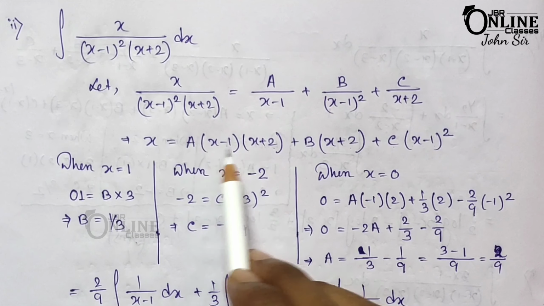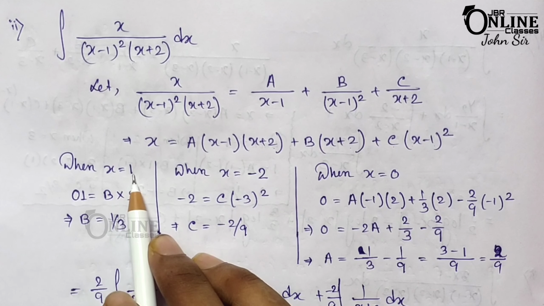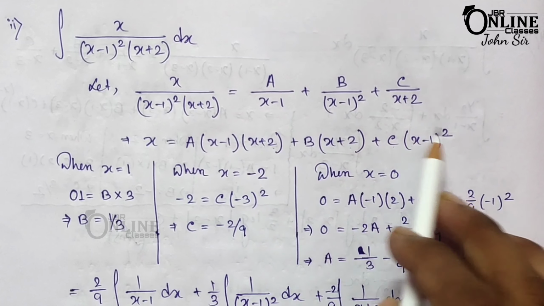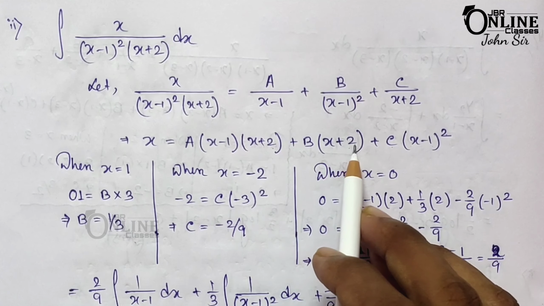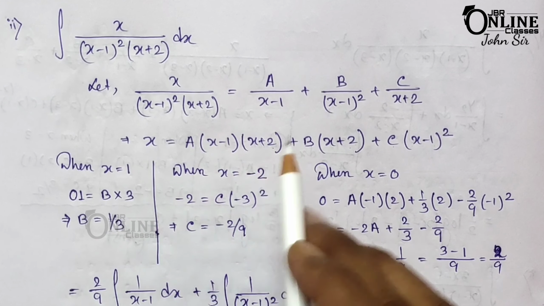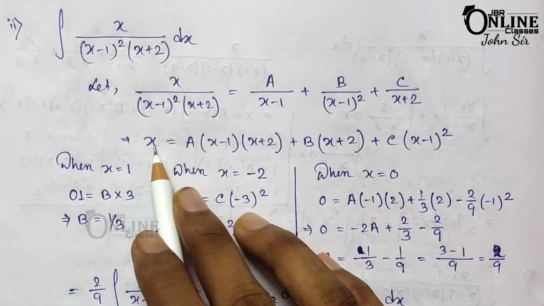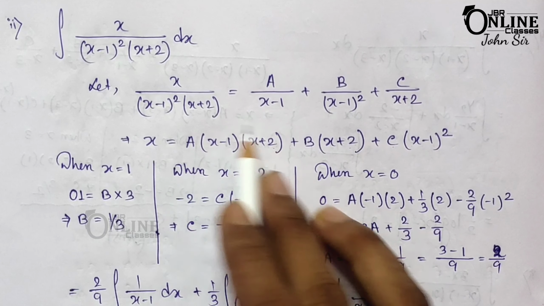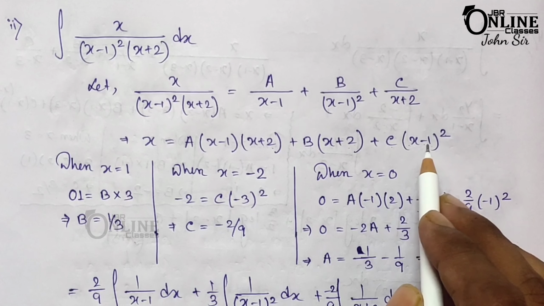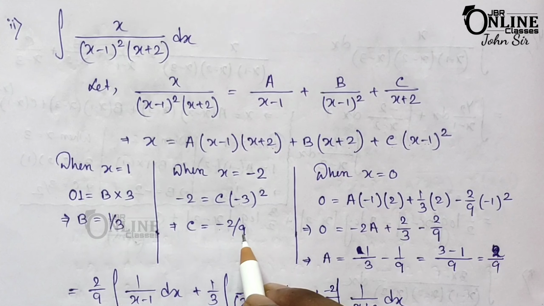So as you have x minus 1, first let x equal to 1. So if x equal to 1, then the left hand side equal to 1, right hand side this portion equal to 0, this one 0. So here b into 1 plus 2, so that means 3. So from that b equal to 1 by 3. It's very easy. Second one, here x plus 2. So when x equal to minus 2, then this one equal to minus 2, this one equal to 0, this one also 0. So now here minus 2 minus 1 is minus 3 whole square, it's 9. So c equal to minus 2 by 9.